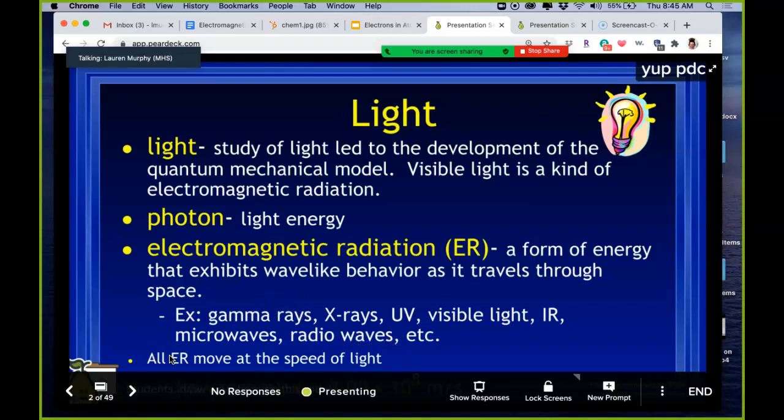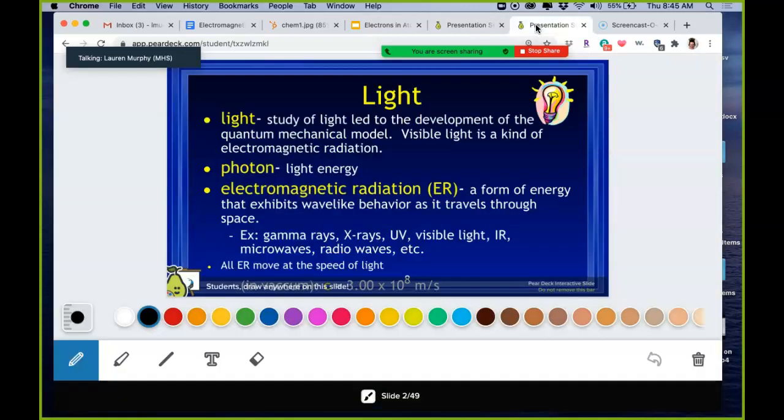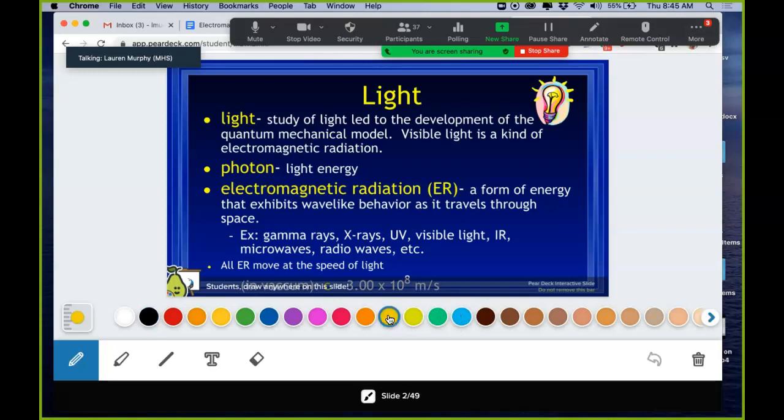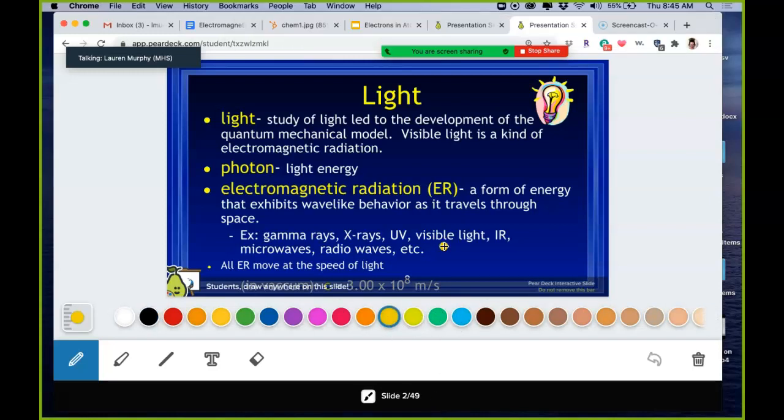All electromagnetic radiation will move at what's called the speed of light, and the speed of light is represented by the letter C. So that's our new letter. No, you don't have to memorize it, but you will have to know how to use it. C is a number, and this is only true in a vacuum. Your room is not a vacuum, so these things won't move at the speed of light in your room.